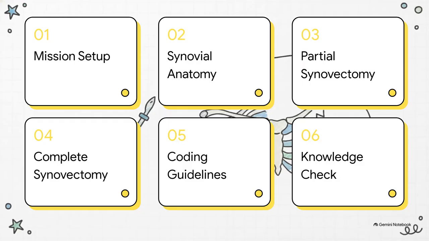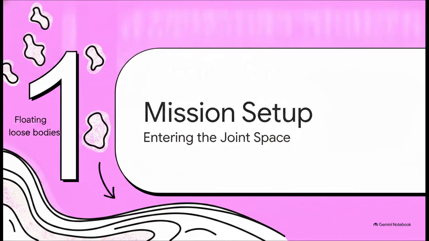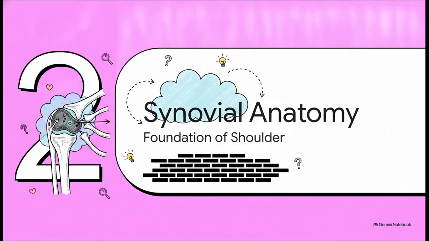Here is our syllabus for today. We'll start with our recap and mission setup, explore synovial anatomy and pathology, break down partial synovectomy CPT 29820, complete synovectomy CPT 29821, go over the key coding guidelines, and then wrap things up with a knowledge check and outro. Section 1. Recap and mission setup. Entering the joint space. Section 2.